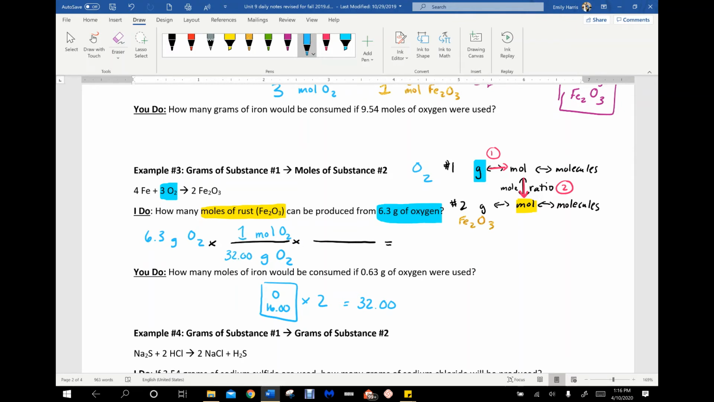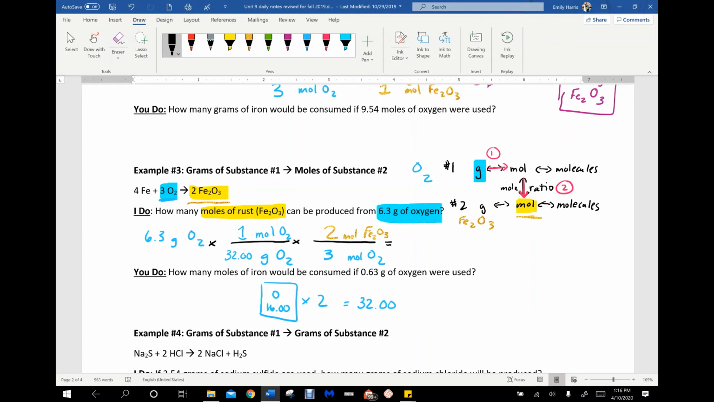Now, I'm ready for step 2, so I'll go ahead and copy my unit, moles of oxygen, and here at the end of step 2, I'll end up in moles of rust. And so again, the mole ratio is where we make that transition. So let's go to our chemical equation. It looks like we have to put in 3 moles of oxygen to get out 2 moles of rust. We're now in our final unit, so we're ready to solve.